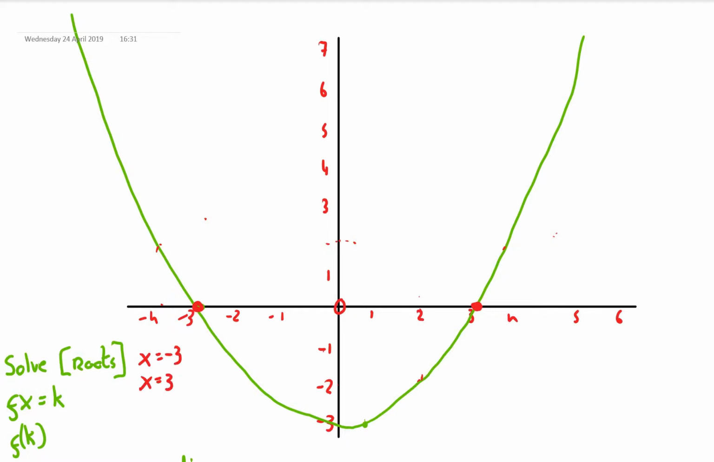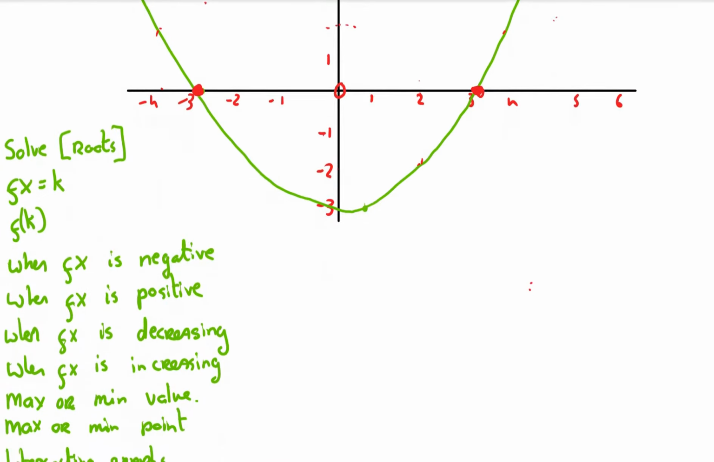If they actually gave us the function, let's say the function is x squared plus 3x plus 4, we could use the minus b formula or factorization to find out what x is, and whatever answer we get would be where it crosses the x-axis. Okay. Next question.